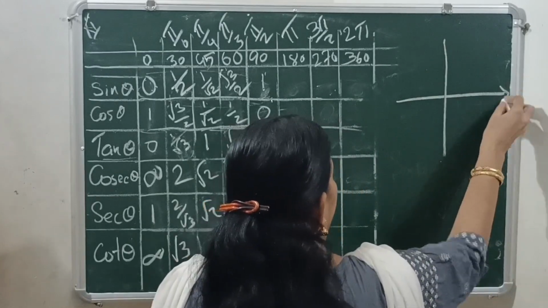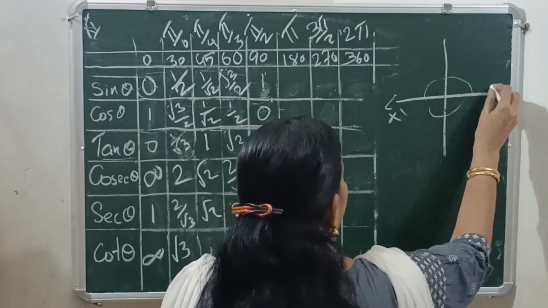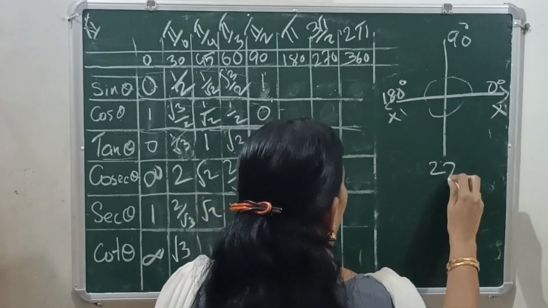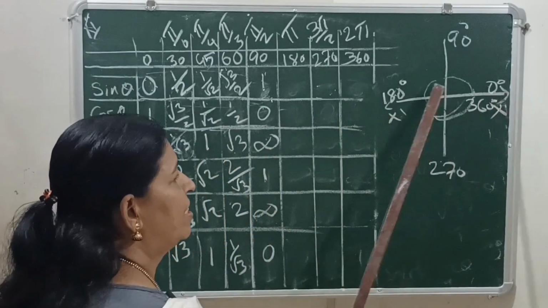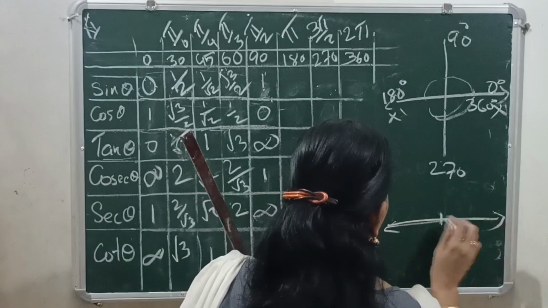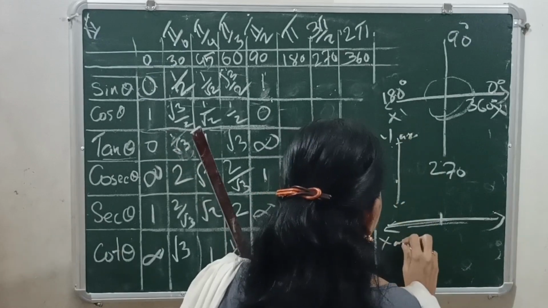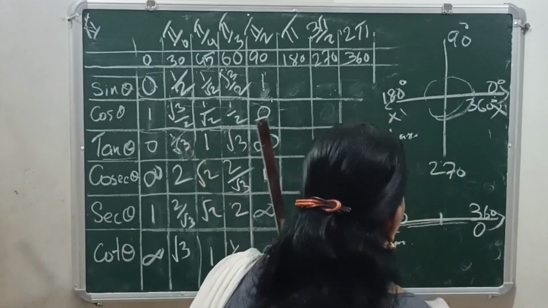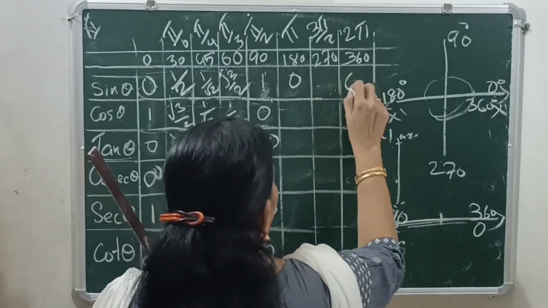Then quadrants and angle rotation from the x axis. The angles are 0 degree, 90 degree, 180 degree, 270 degree and the full rotation 360 degree. Here we consider the x axis, the horizontal line, and the y axis, the vertical line. On the x axis the angles are 0, 360 and 180. Sine of 0, 180 and 360 is 0.